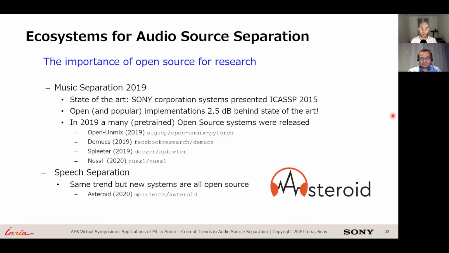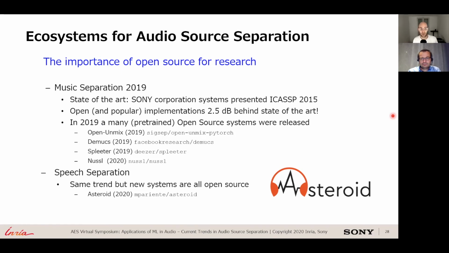Many systems were proposed in 2019, all open source and also with pre-trained networks: Open-Unmix from us, Demucs from Facebook AI, Spleeter from Deezer, and the Nussl library. All of them come with pre-trained networks, and that really helped to kick off source separation. If you look, for example, at the Spleeter repository, it has almost 11,000 stars on GitHub, so it's hugely popular, and this helps many people now to get into source separation.